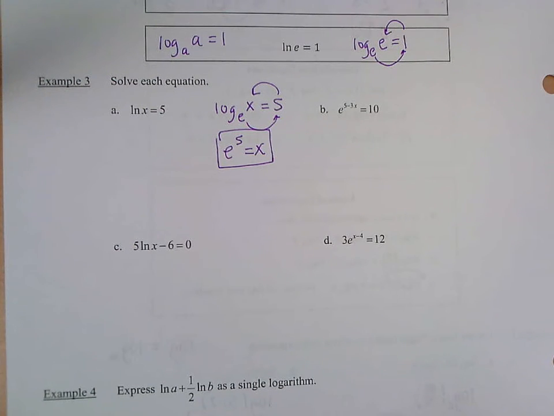I just solved for x. e to the 5th power is a decimal, so I could leave it as e to the 5th and then it's an exact answer. That's it. However, I personally would not solve it that way.